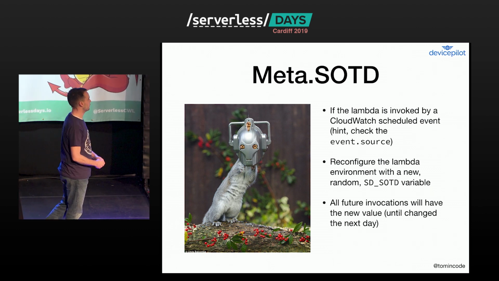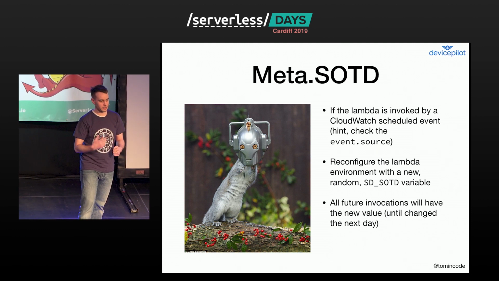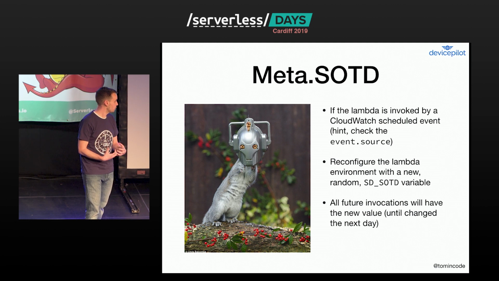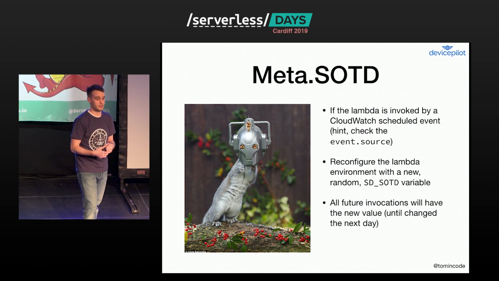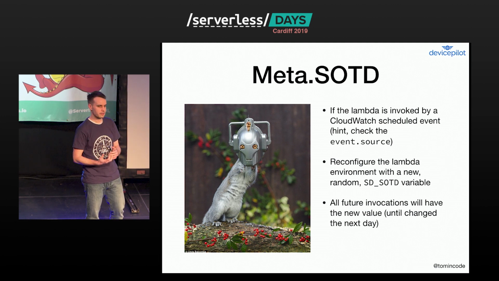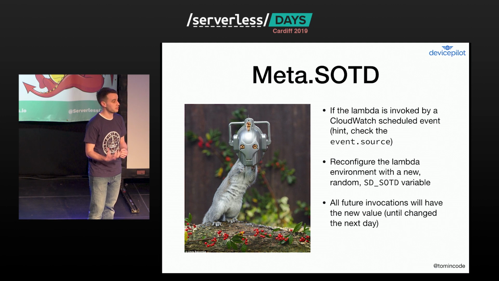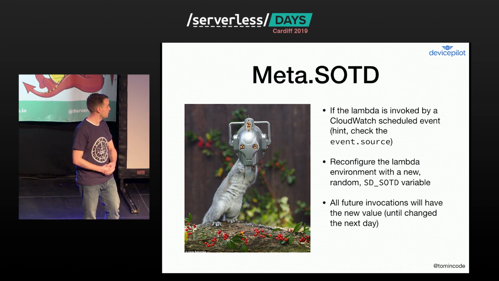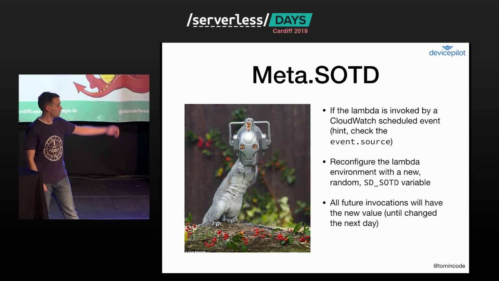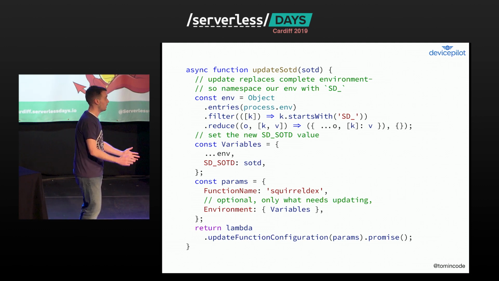And the solution is to make CloudWatch wake up in the middle of the night every day, give our Lambda function a kick, and we will branch our code. The Lambda function will say, hey, I've been invoked by CloudWatch, and you can tell because of the event source. And therefore, instead of just returning a squirrel, I'm going to reconfigure myself with this new squirrel of the day variable. And because it's reconfiguring itself, all future invocations will run with that new variable. Let's have a look at how that would work.